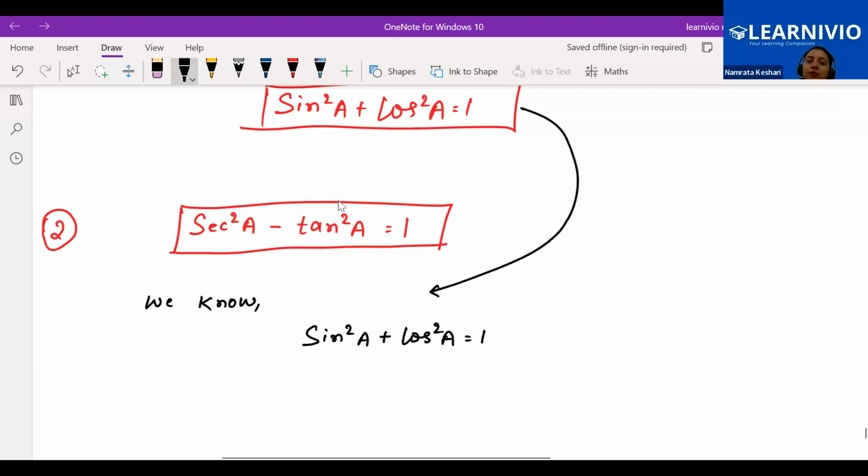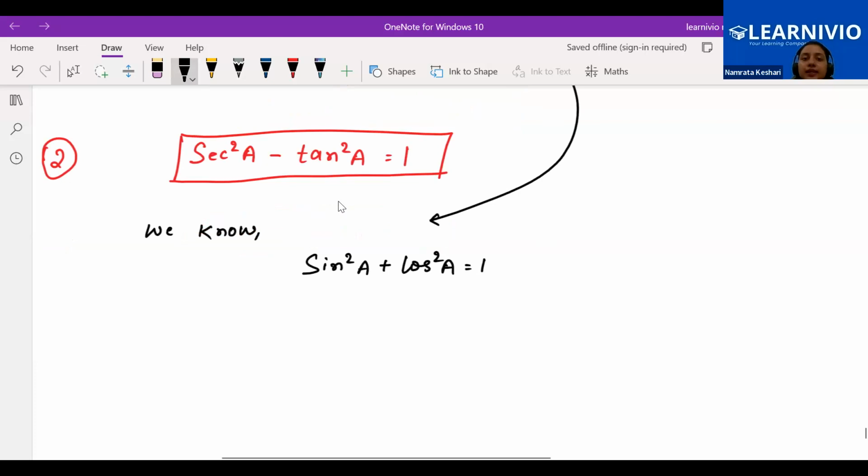Now, what is the purpose? The purpose is to make sec and tan. Sin is there. If we divide both sides by cos square, we will be getting tan. Yes or no? So basically we are trying to create tan.